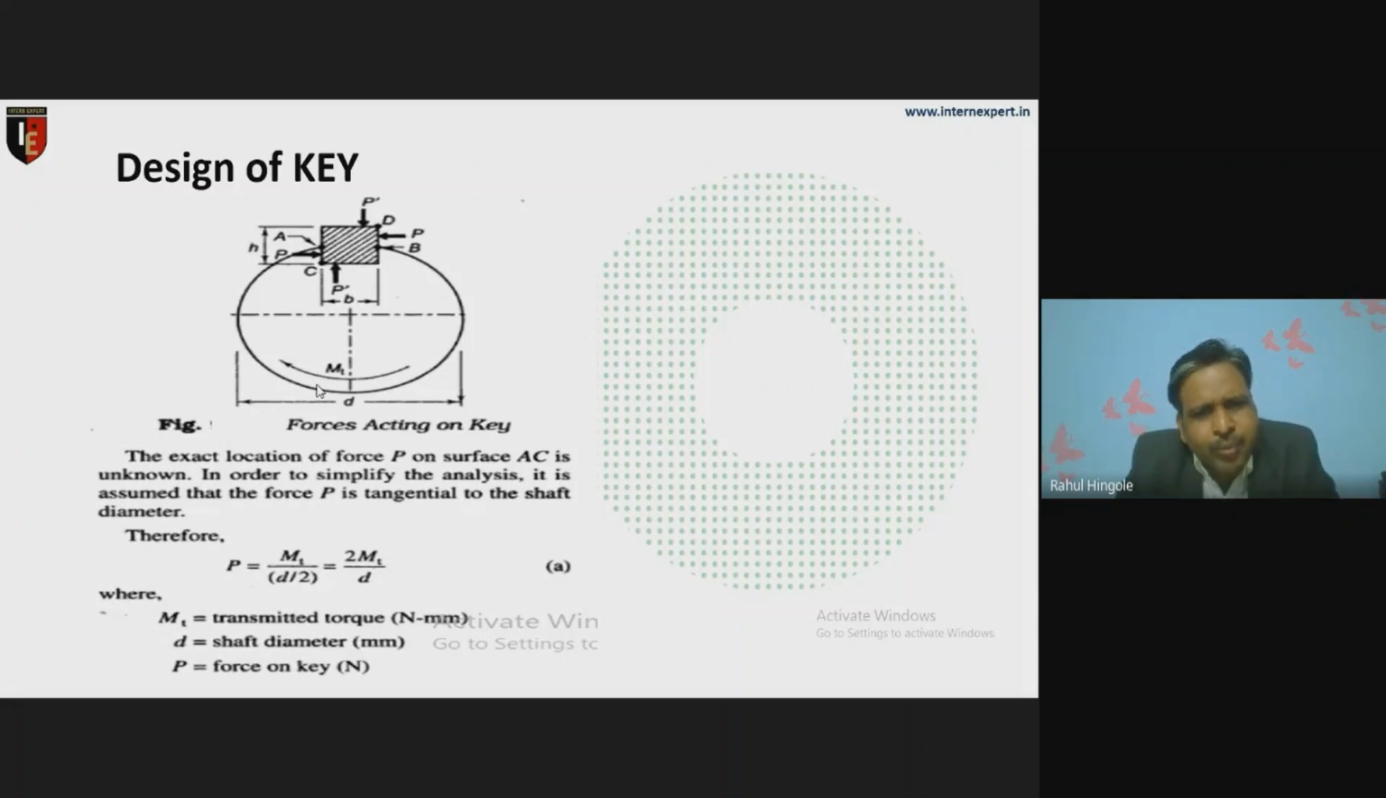The exact location of the force P on the surface AC is unknown. Try to understand the problem. The location of the force P on the surface AB is unknown. Same thing, the force P is unknown for surface DB. How to locate this point? You cannot see the load acting on the body with open eyes. Can you see it with open eyes?